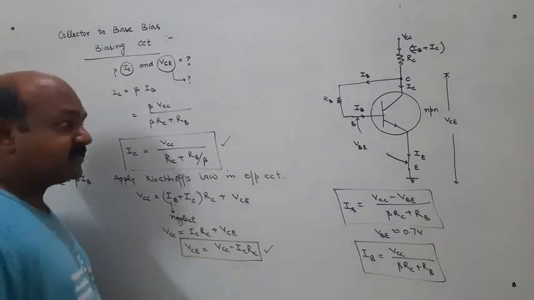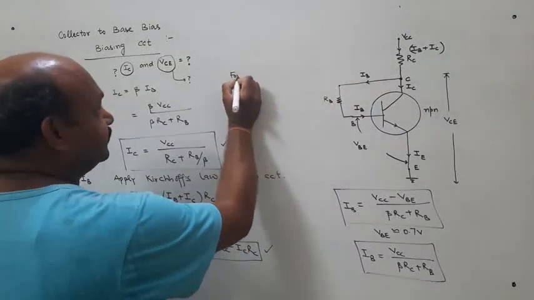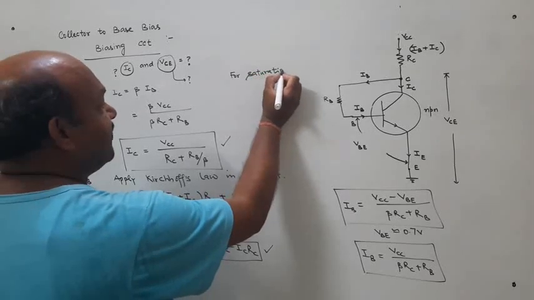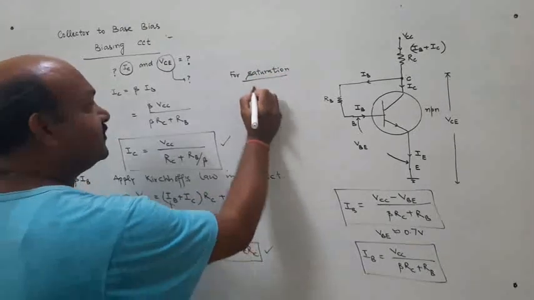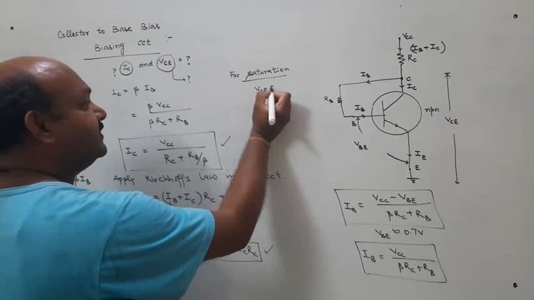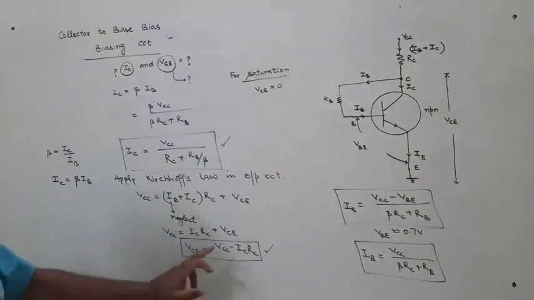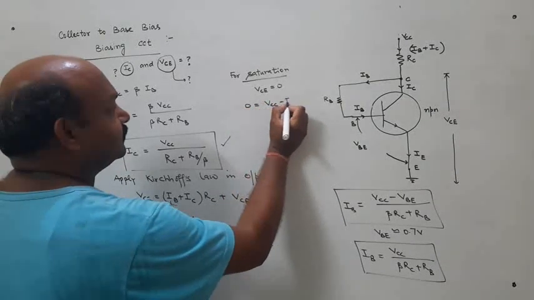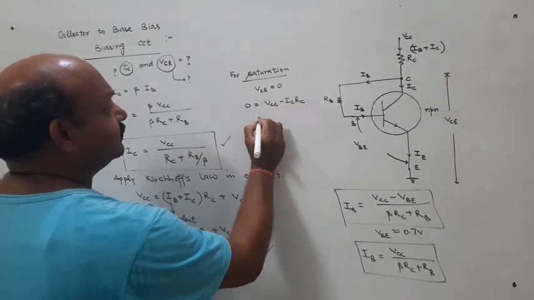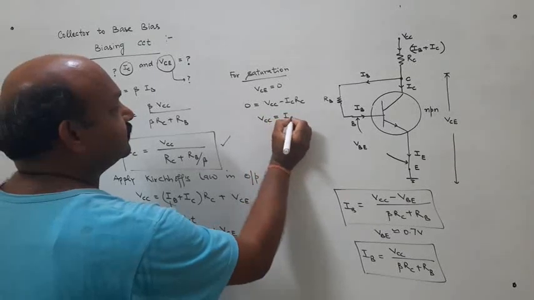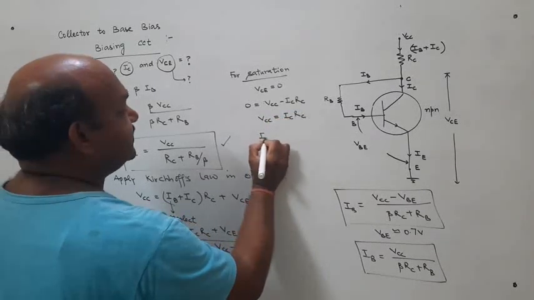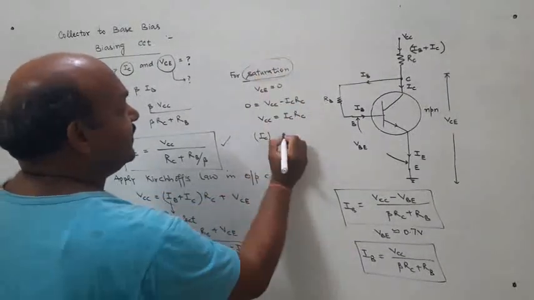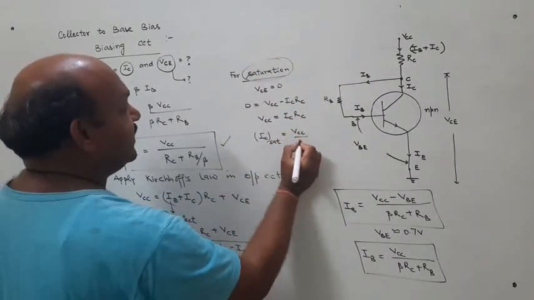And for saturation, as we did for other circuits, VCE is taken to be 0. So if we substitute here, so the saturation current IC will be VCC divided by RC.